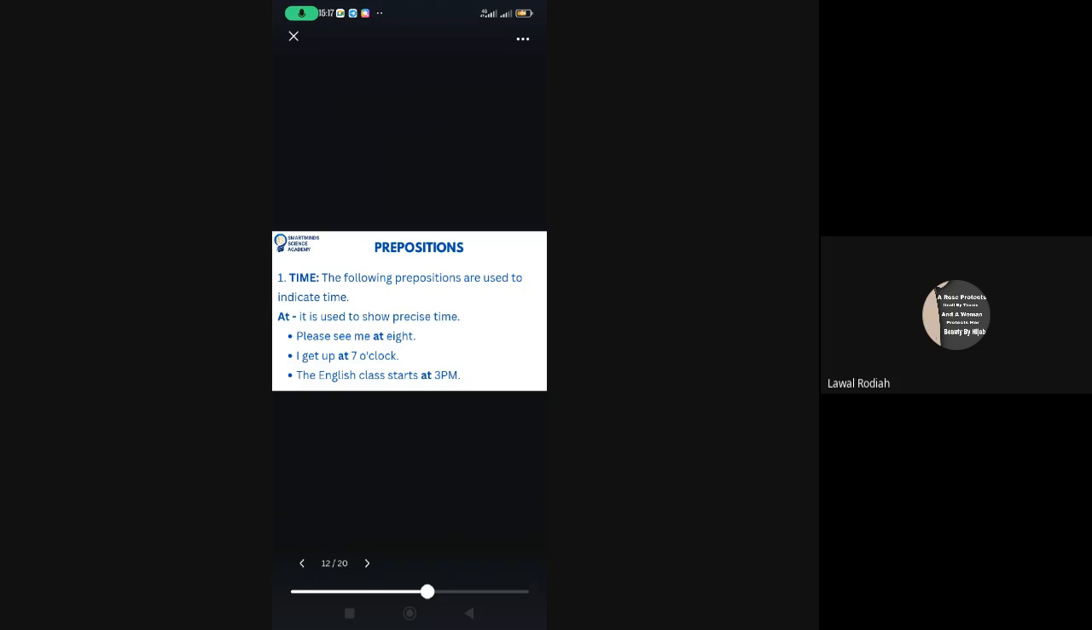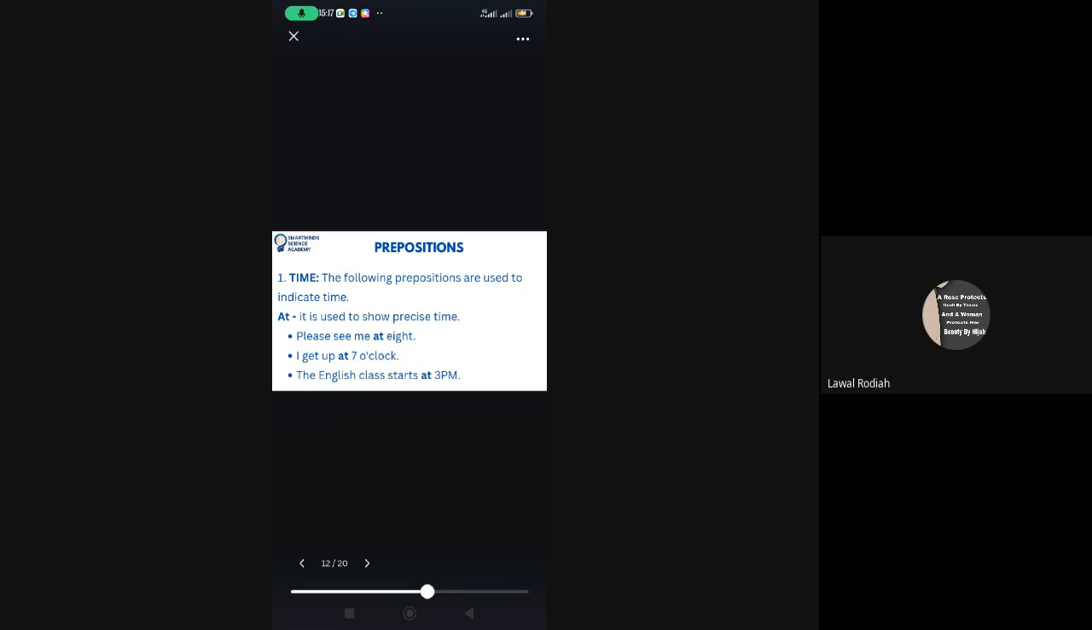The next example we have here, I get up at 7 o'clock. It means I get up at exactly what? 7 o'clock. The English class starts at 3 p.m. So at is used to show what? Precise time. When you talk about precise time, a specific time, exact time, then you should use at.